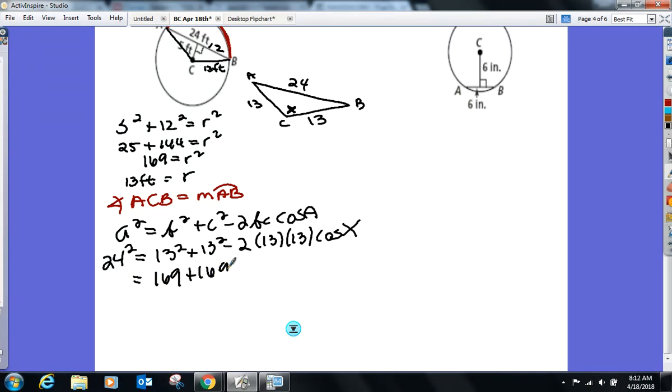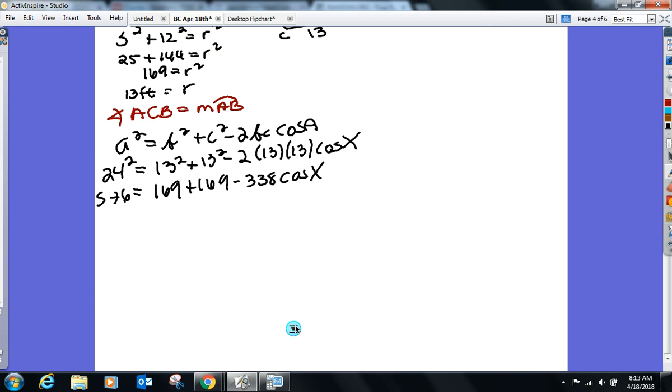576 equals 169 plus 169 minus 338 cosine x. When working with this, can I combine all three of these? Can I do 169 plus 169 minus 338? No, I cannot. I cannot touch this right here. I can combine 169 and 169, but that's it. I cannot subtract 338 from it.